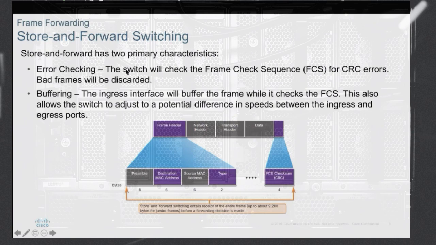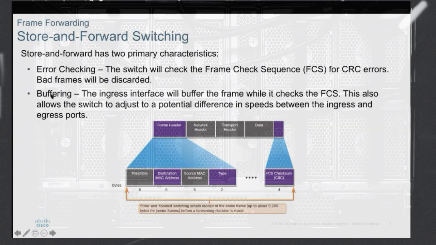In error checking, as we discussed, it checks the frame check sequence for CRC errors. If the CRC errors, or if the size of the frame, say for example, do not match, the frames are considered bad frames and they are discarded. If the FCS sequence is matching, then the frames are forwarded.